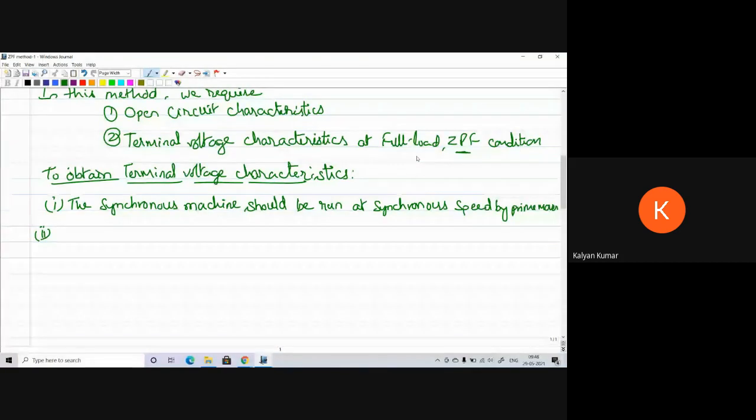But when you connect a capacitive load, the voltage goes on increasing. So in practical experimental conditions, we are going to connect a pure inductive load.